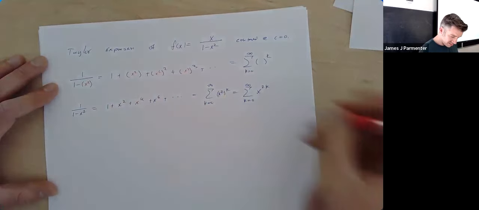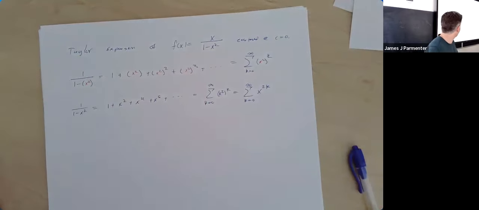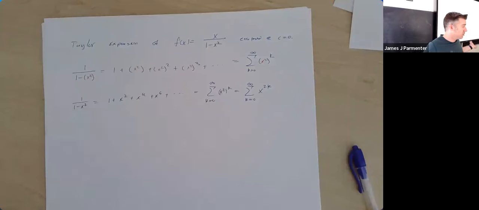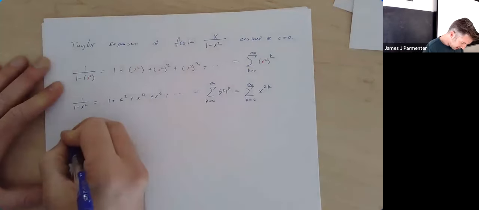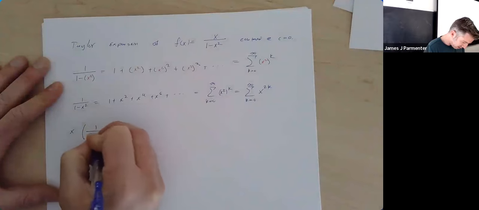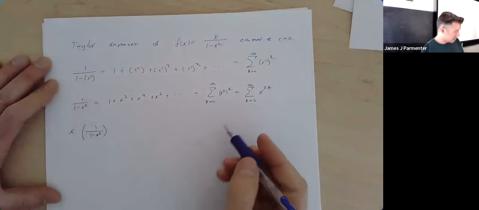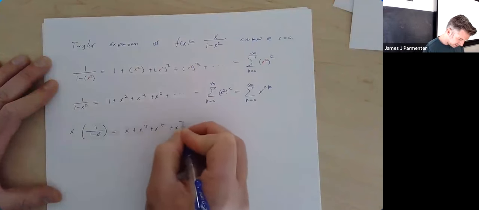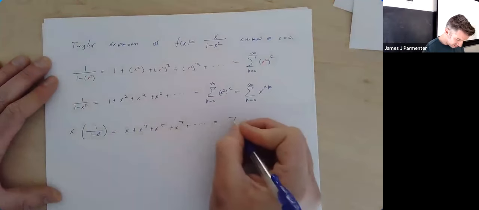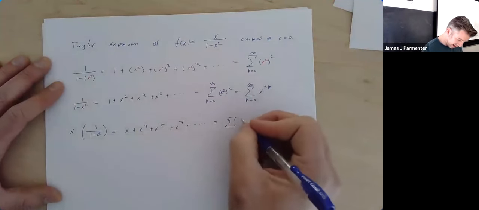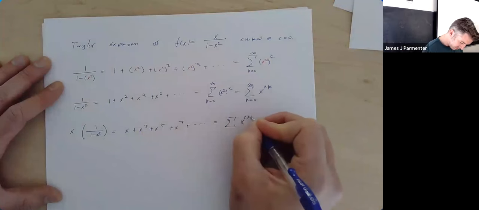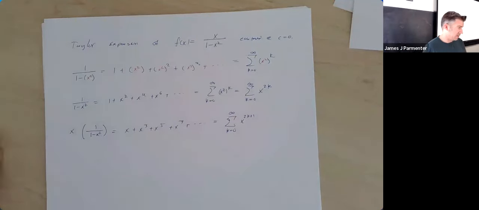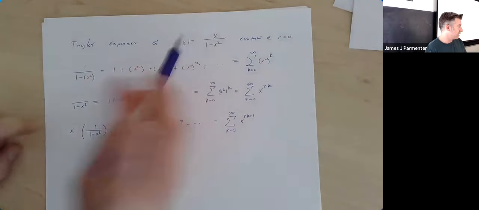But I'm not done, because I don't have what I've been asked for. I have 1 over 1 minus x squared, and they wanted x over 1 minus x squared. So what do we do? We just multiply by x. So x times 1 over 1 minus x squared, I'm literally just going to multiply x by every one of these. So I'm going to get x plus x cubed plus x to the 5th plus x to the 7th, and so on and so on forever, which I can really just write by multiplying by x to get x to the 2k plus 1. And that would be the Taylor series expansion centered at 0 for this thing here.